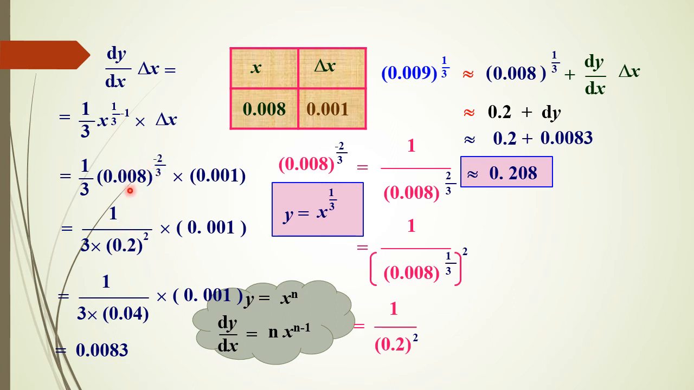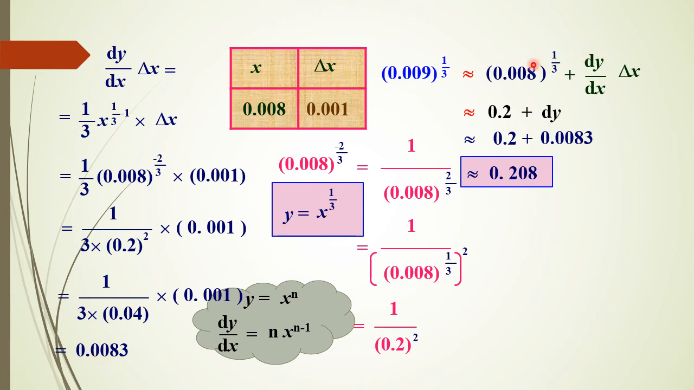Now 0.008 whole raised to minus 2 by 3, after taking it to the denominator side it will be plus, so 0.008 can be written as 0.2 whole raised to 3, that whole raised to 2 divided by 3. So 3 and 3 get cancelled, and just 0.2 whole raised to 2 will remain. Then delta x, the value of delta x, is 0.001. So simplifying the full term, you'll be getting this much result. This is the value of dy by dx into delta x.